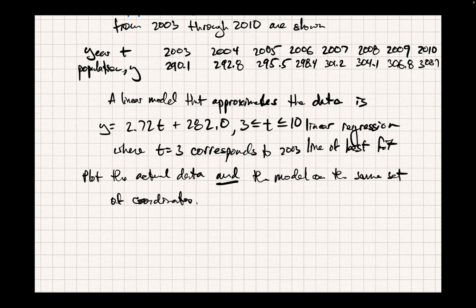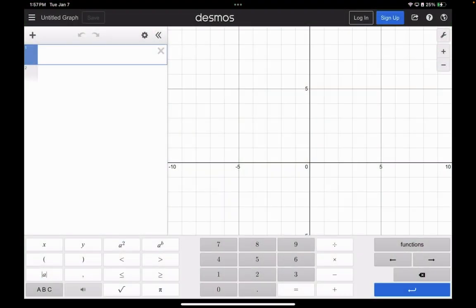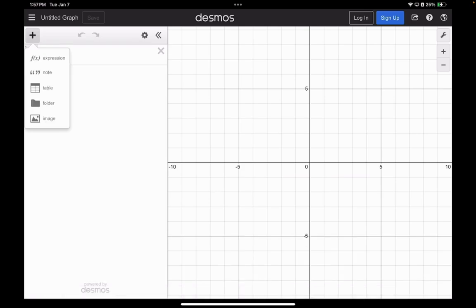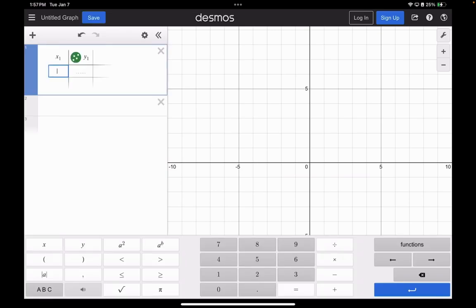Is anybody still writing? Can I switch over? In the model, it says, plot the actual data and the model on the same set of coordinates. All right, so let's go over to Desmos. Do you know how to make a table in Desmos? You go to the plus sign, and then table. That's basically it.